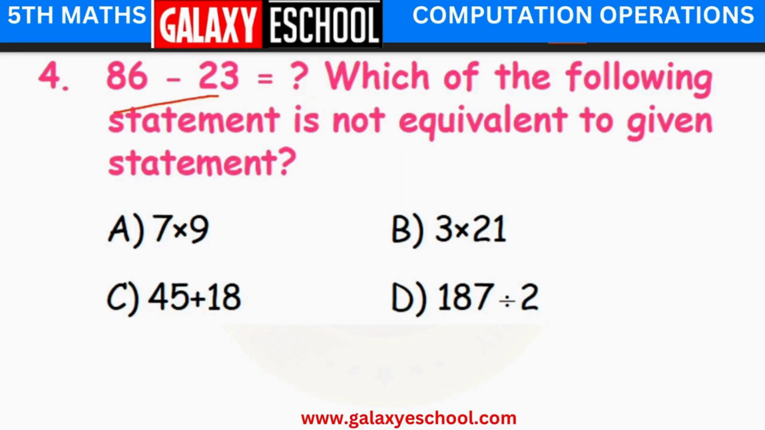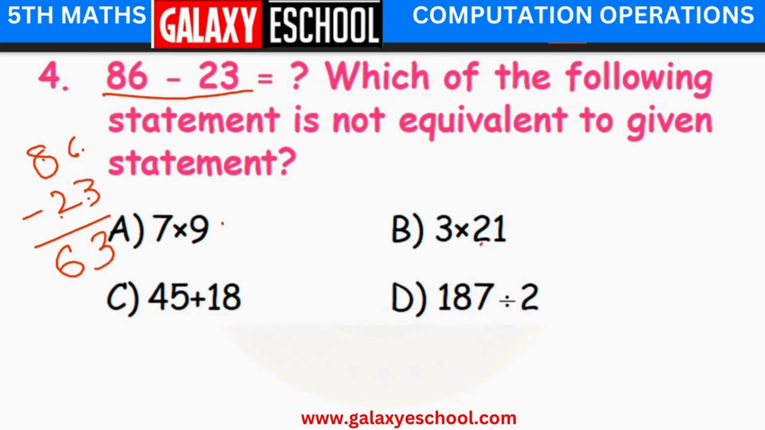Coming to question number 4. 86 minus 23 is equal to dash. Which of the following statement is not equivalent to the given statement? Again, first we need to find out the difference. 86 minus 23. What will it be? 6 minus 3, 3. 8 minus 2, 6. 63 is our answer. Now let us find out the values of our options here.